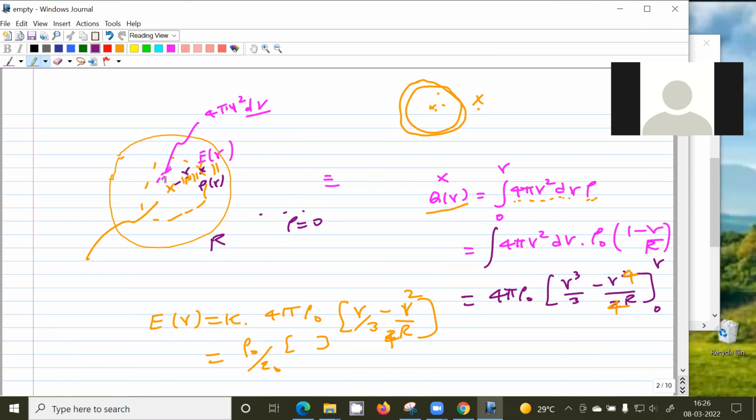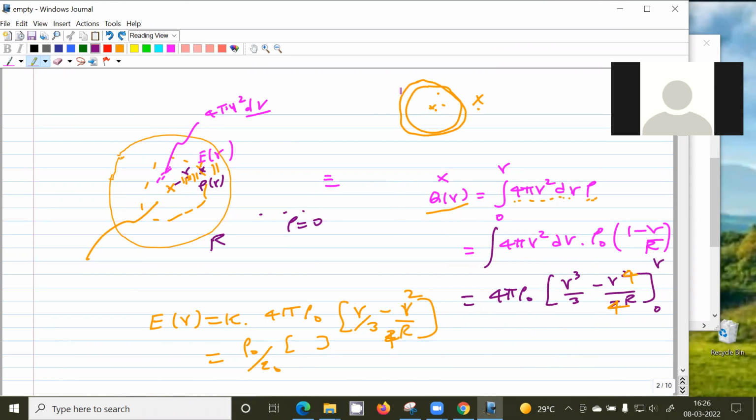So to find the volume, total charge in this one, I have to take a thin spherical shell here. Volume of the shell is 4 pi r square into dr. The dr is the thickness of the shell. Is it 4 by 3 pi r cube? No, that is the surface area of the sphere only, 4 pi r square.